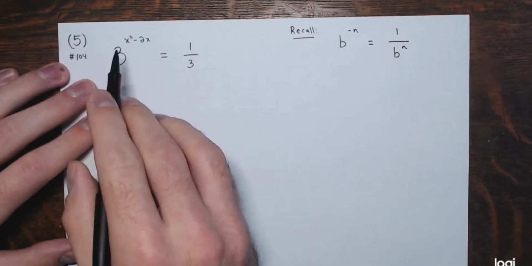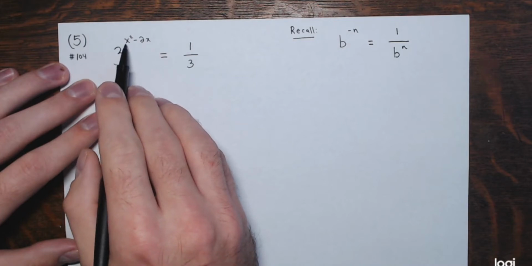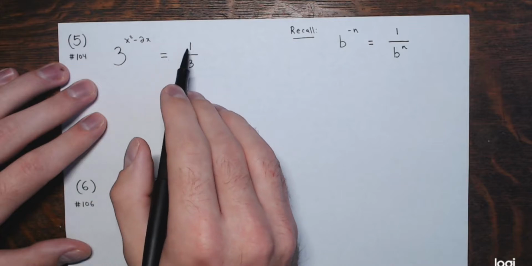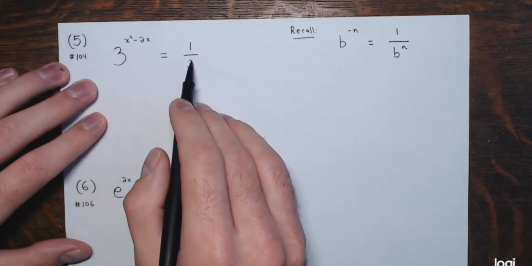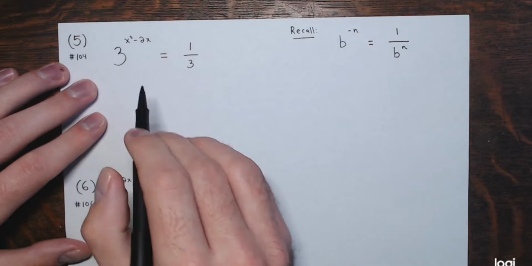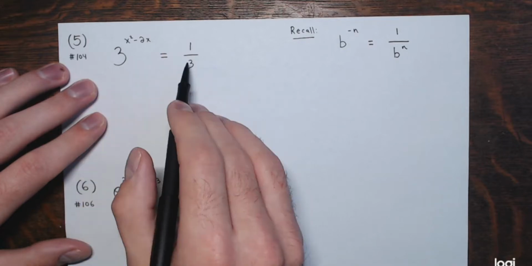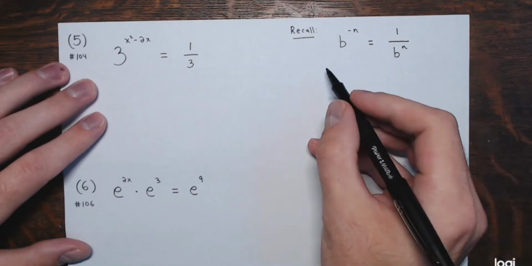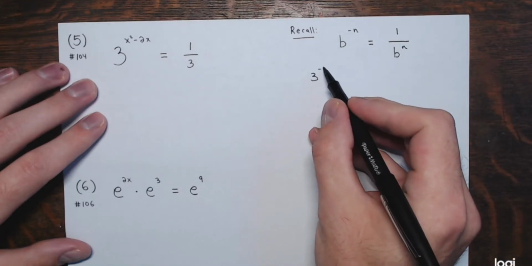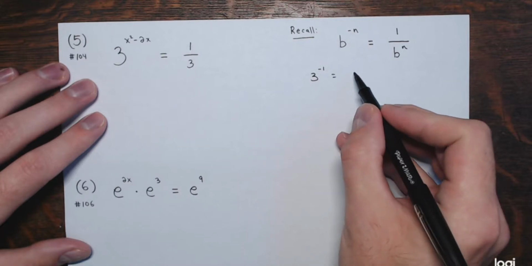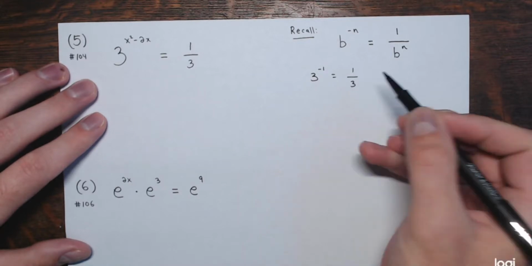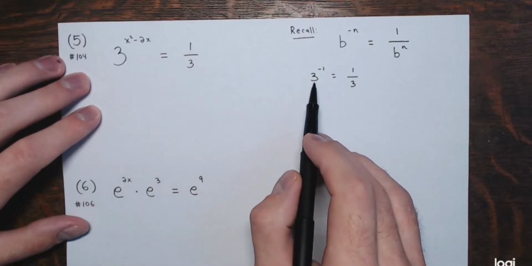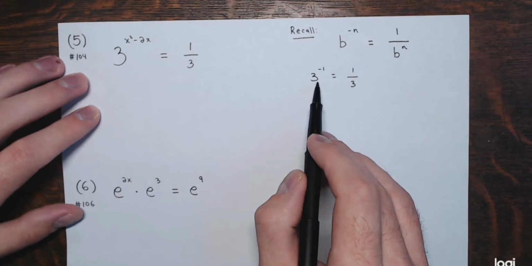All right, so here we have 3 raised to the x squared minus 2x power equals, and then over here we have a base of 1/3, right? This is 1/3 to the first. So they don't have the same base right now. But if you remember your negative exponents, remember that 3 to the negative 1 is 1 over 3 to the 1, right? Or 1/3. So I can rewrite 1/3 as an expression with a base of 3, right? 3 to the negative 1.